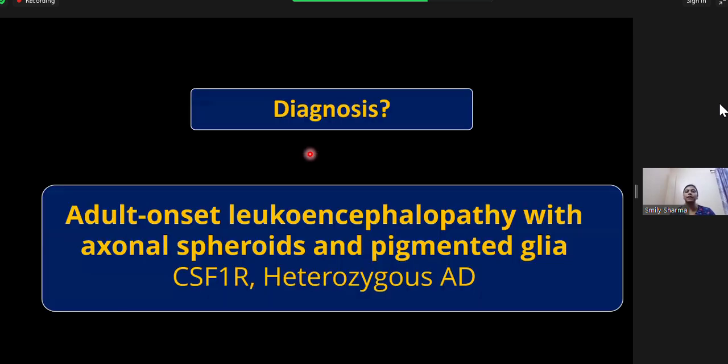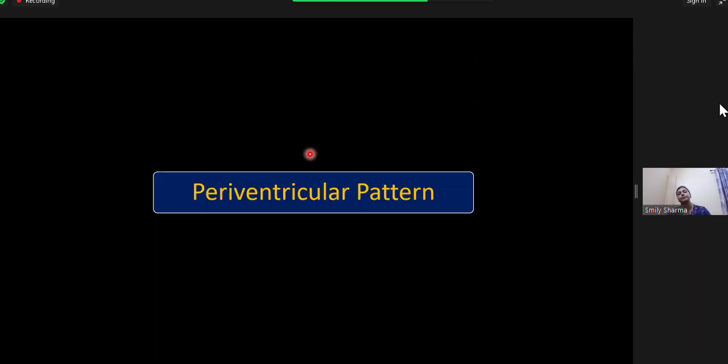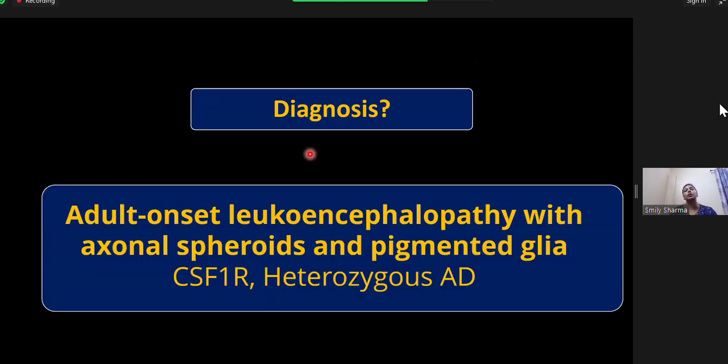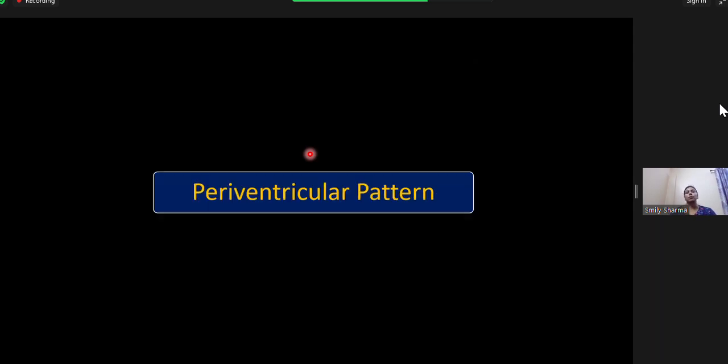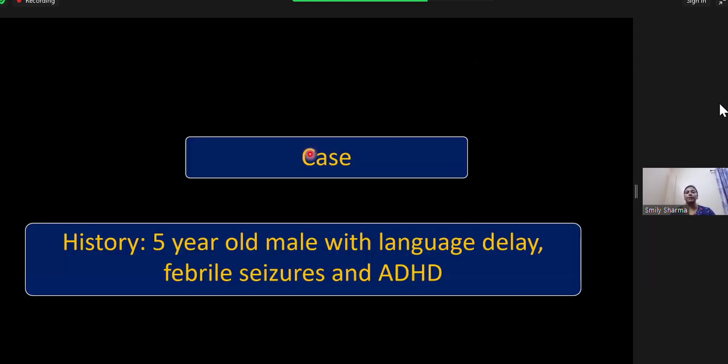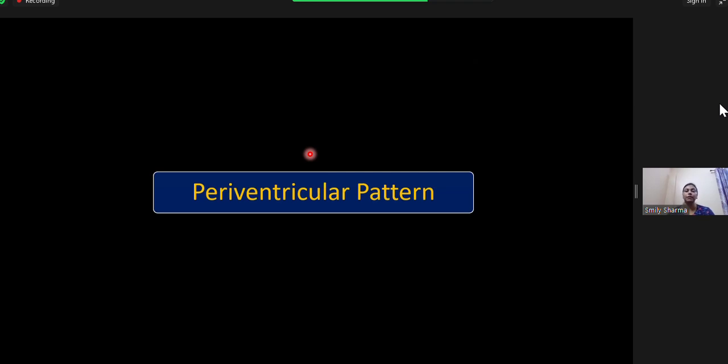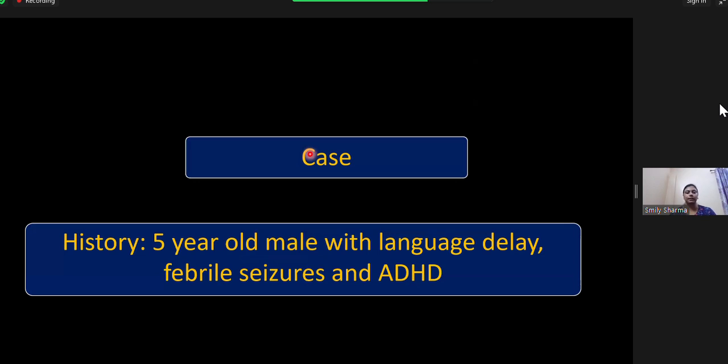So this is a case of CSF1R. It is associated with mutation in the CSF1R gene, and this is one of the important differentials of an adult onset leukodystrophy with periventricular pattern. So we have covered many of the periventricular patterns which are commonly encountered in children as well as in adults. Now let us move to another case.